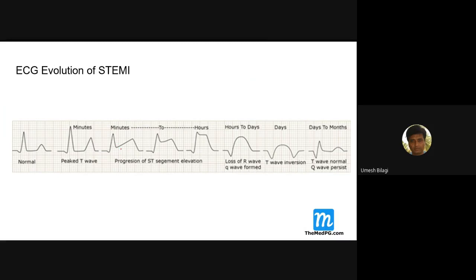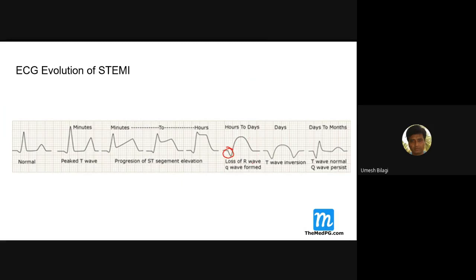After some minutes, the ST is going up. You see, ST is going up fully. From minutes to hours, this evolution happens, and ST elevation goes on increasing. Then, over hours, what is happening is loss of R wave. This R wave is lost here. It has become a Q wave. The voltage of the R wave is coming down. It has almost gone down here. So the R wave has become a Q wave. In fact, it has become negative. The positive R wave has been replaced with the negative wave, the Q wave.